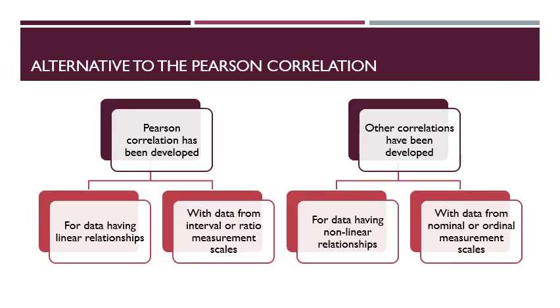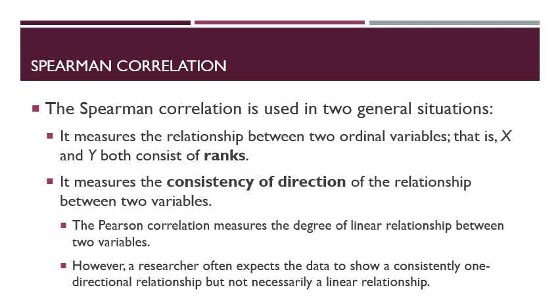Let's look at the alternative to the Pearson correlation. Well, we know Pearson correlation has been developed for data that have linear relationships. But another aspect for the Pearson correlation is it must have data from interval or ratio measurement scales. We don't always have that. So other correlations have been developed. These are for data that have nonlinear relationships or data from nominal or ordinal measurement scales. Think in terms of ranked data. So to do a Spearman correlation, you usually use this if both of the variables contain ranks. It measures the consistency of the direction of the relationship.